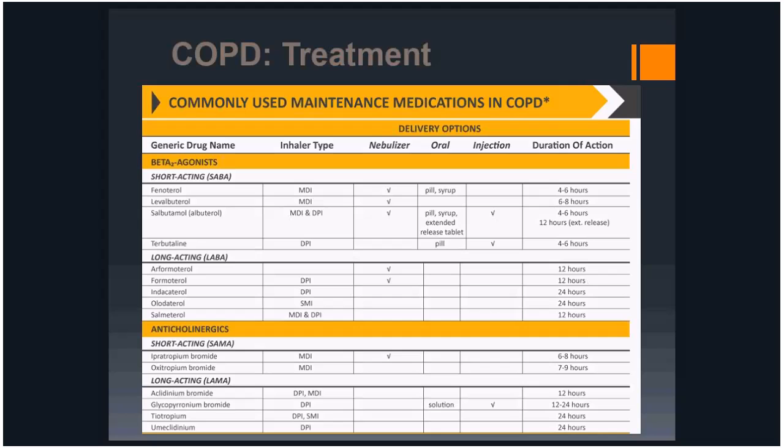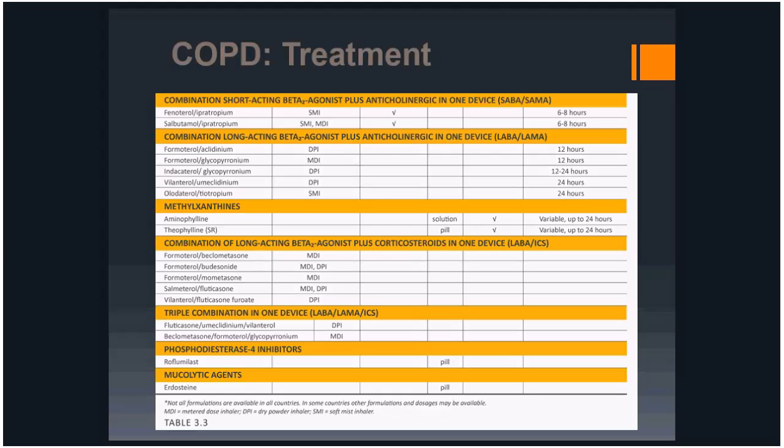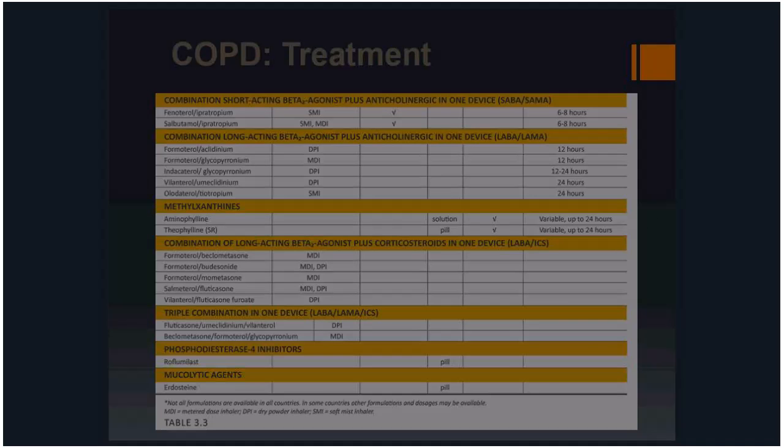It's important to be familiar with commonly used medications in COPD. You have this table in your text. This one was not taken from your text. This one was taken from the GOLD teaching set, which is available and accompanies this lecture, if I'm not mistaken. And these meds are also listed here for your reference.